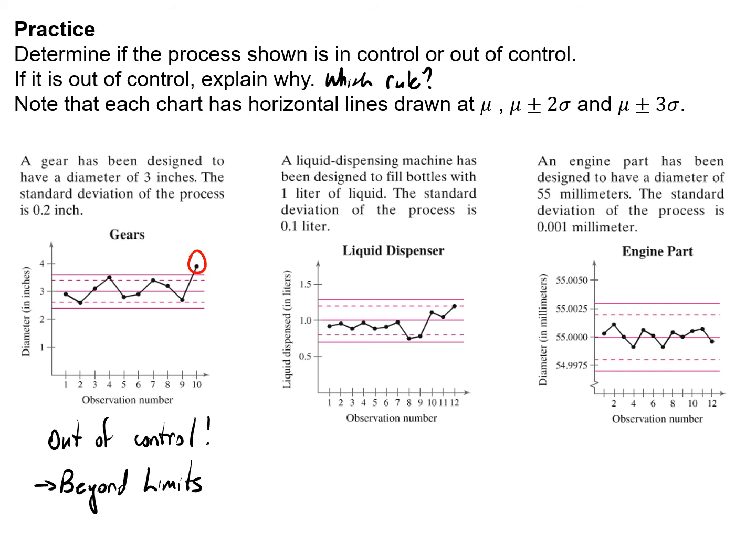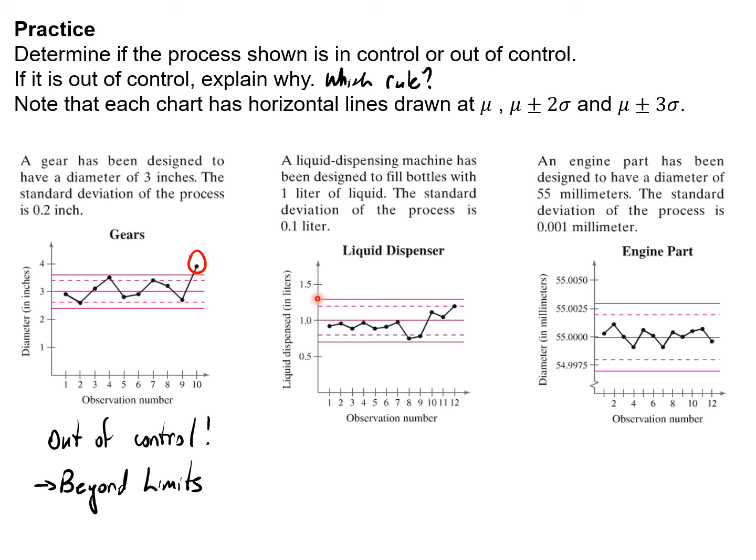Practice 2. A liquid dispensing machine has been designed to fill bottles with 1 liter of liquid. The standard deviation of the process is 0.1 liters. So 1 liter is okay, 1.1 liters is okay, 1.2 liters is okay. Anything more than 1.3 liters is not okay, and anything below 0.7 liters is not okay. So let's take a look at this and see what we got.